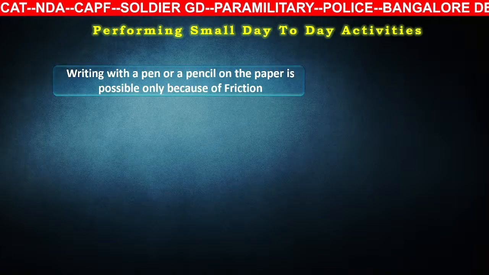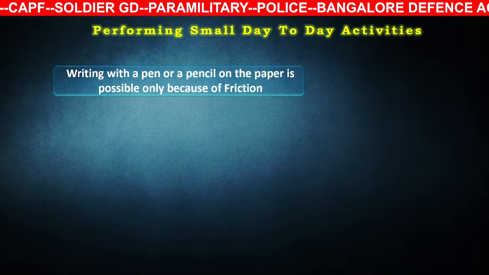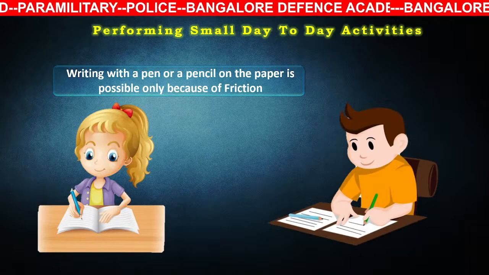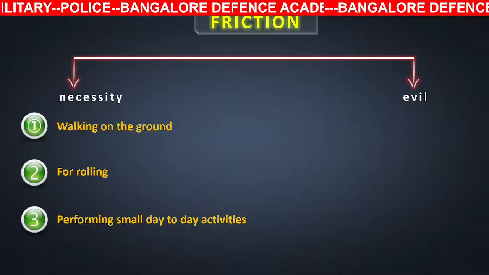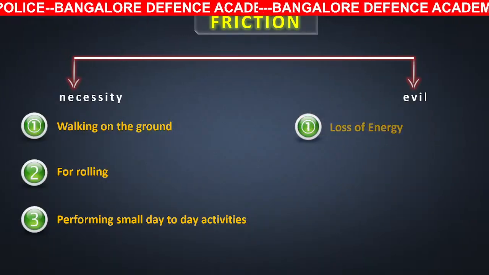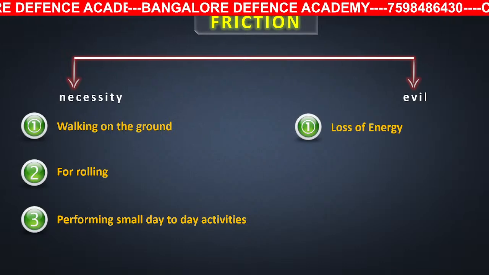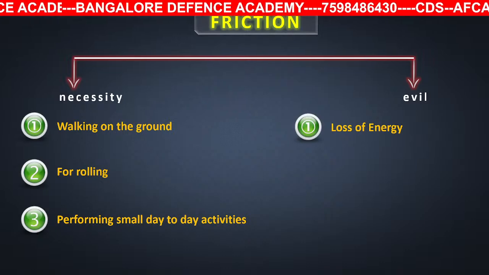Writing with a pen or pencil on paper is possible only when there is friction. Okay, so when you write with pen and paper, correct? Next, let us try to understand friction as a necessary evil. Is it a good thing or a bad thing? Now we'll talk about the bad thing.